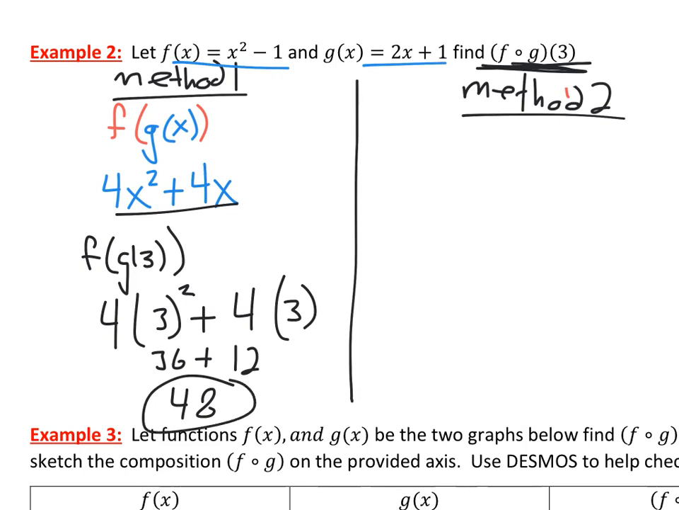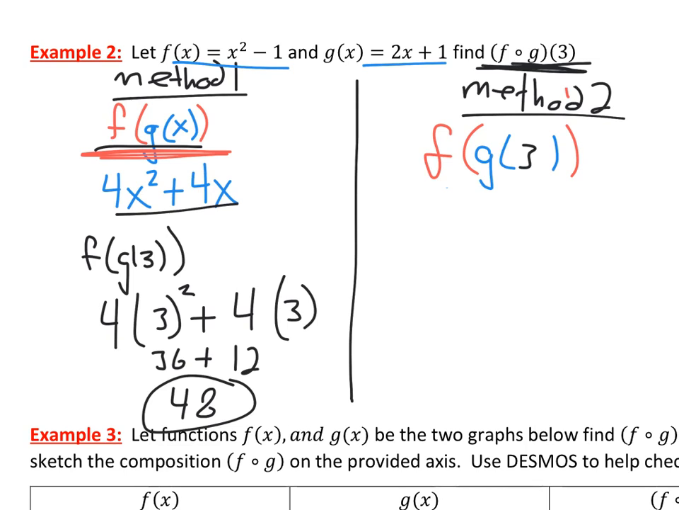The first method is great if you already know what f of g of x is. The second method I prefer if I don't already have to find f of g of x. So the way I do it for the other method is I start by writing f. I'm going to switch to the other color since I've been using red for f of x real quick. So f of g of 3. I'm just going to find this outright.